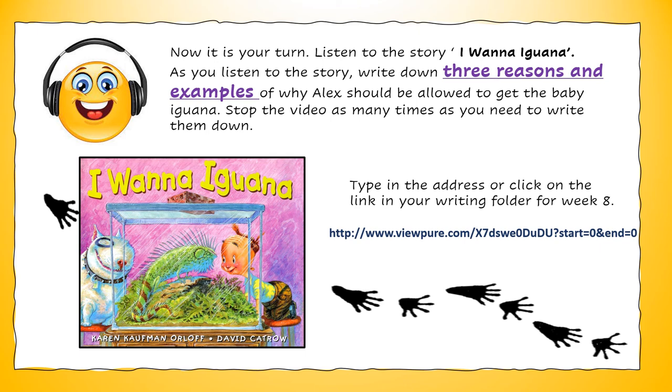This story is a really good persuasive text too, and it's about a little boy called Alex. Now, Alex really wanted to get his friend's baby iguana, so he decides his way to convince his mother to do it was to write lots of letters. And in his letters, he wrote different reasons, and he also had some really good examples of why he should get the iguana. So, as you listen to the story, make sure you've got a pencil and paper. I want you to write down 3 reasons and 3 examples Alex gave his mum of why he should be allowed to get the baby iguana.